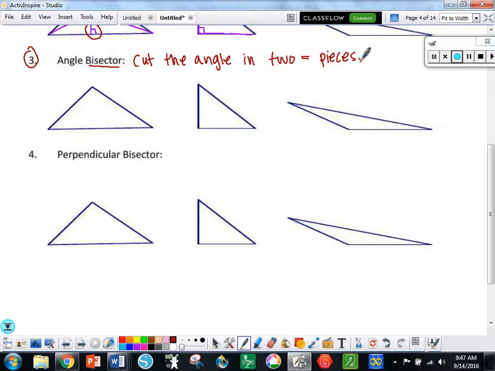How many angle bisectors will there be in a triangle? 3 again, right? So, what would the markings look like? If this is an angle bisector, what would I put there so that you know it's an angle bisector? It's called an arc mark, not to be confused with an aardvark. So those are arc marks. I'm going to put them there so I know that those 2 angles are the same.